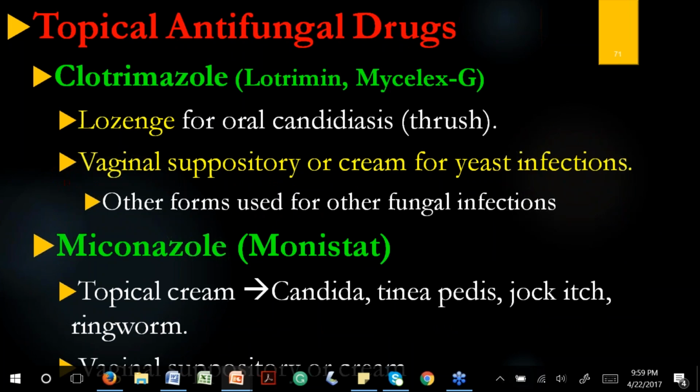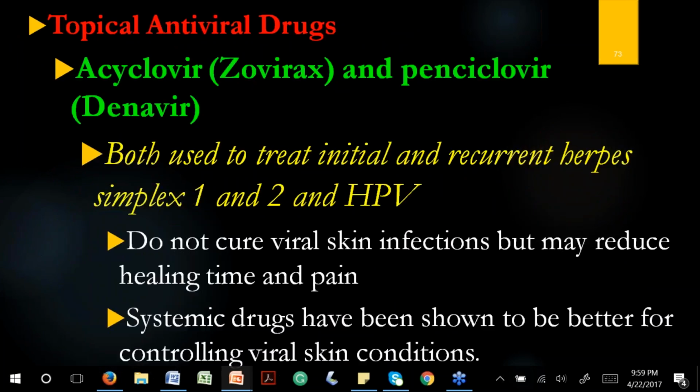Okay, so let's keep going. So we have again antifungal drugs like clotrimazole. We talk about that, dosages, vaginal suppository, fluconazole. Some antivirals. So again, for the skin, just to repeat what we were talking about: acyclovir, ganciclovir, penciclovir.